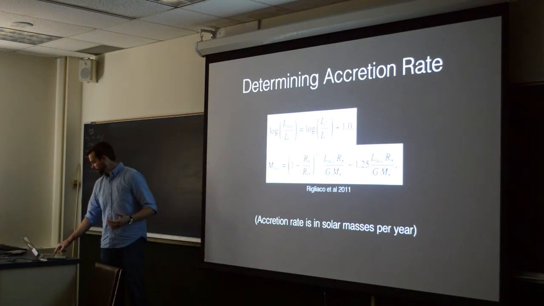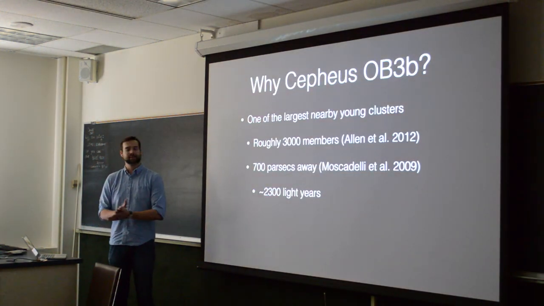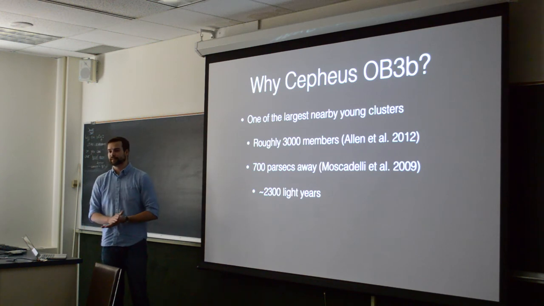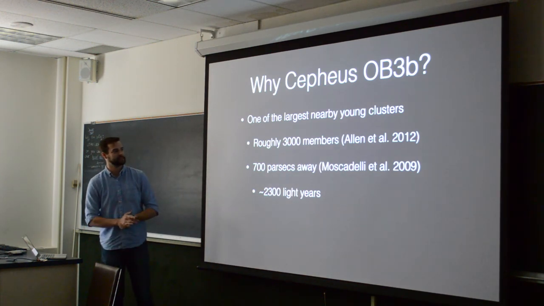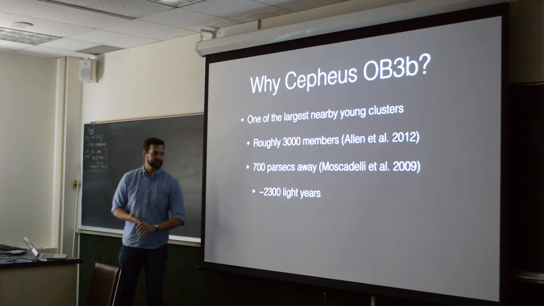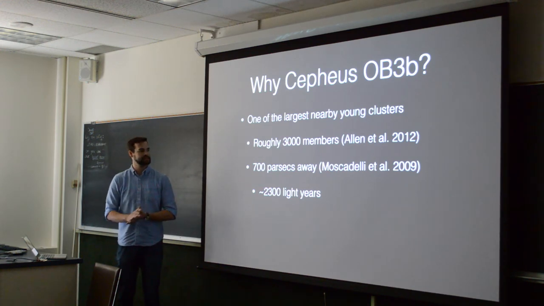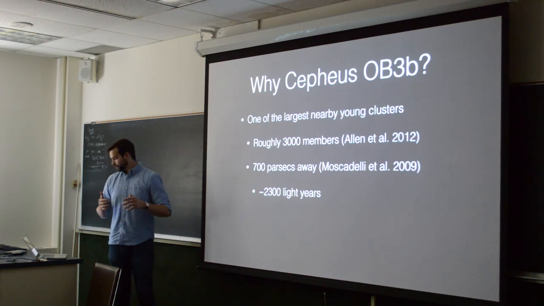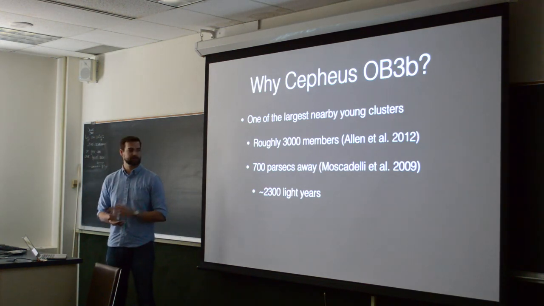So that's what I want to talk about now. Why Cepheus OB3b? Why did Tom go out to the Discovery Channel Telescope to collect data? As you can see, it's one of the largest nearby young clusters with roughly 3,000 members. It's 700 parsecs away, or roughly 2,300 light years if you're more familiar with that unit of distance. But it just so happens that there are clusters that are closer and clusters with more members. So what makes this one so special?